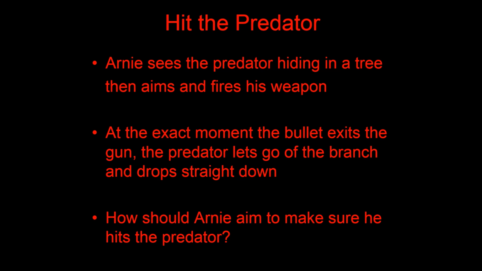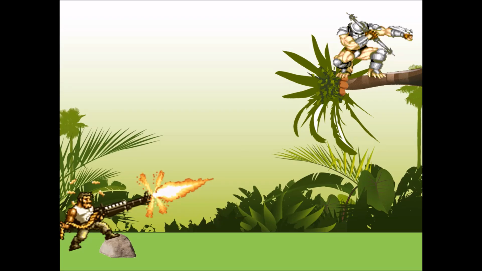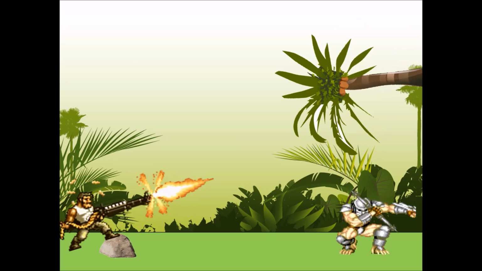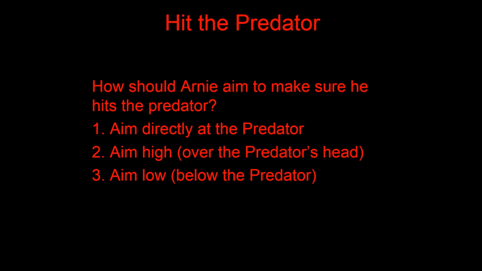Now here's the question you need to ask yourself. How should Arnie here aim to make sure he hits the predator? Now please excuse the rate of fire in the next slide. It's a bit of a liberty to make the slide interesting, because that way he could just shoot the tree down. But let's say that he's firing straight forwards here. How should he aim to hit this predator? He's going to fire his weapon, and the predator is going to drop straight out of the tree. So the question is, how should he aim to make sure he hits the predator?